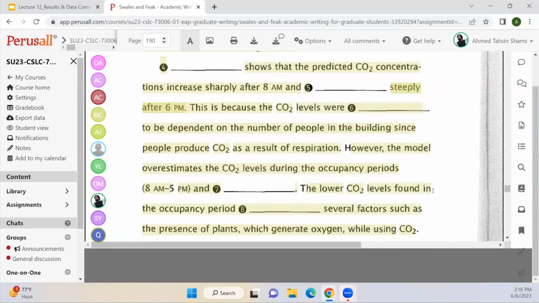Figure 9, right? That's the figure dimension. Figure 9 shows that the predicted carbon dioxide concentrations increase sharply after 8 a.m. So for number 4, can someone say the figure? Sorry. Instead of saying figure 9, can you say the figure shows? Yes, you can say that. If you have one figure, then you can say the figure. But if you have multiple figures, it's better to mention the figure number.